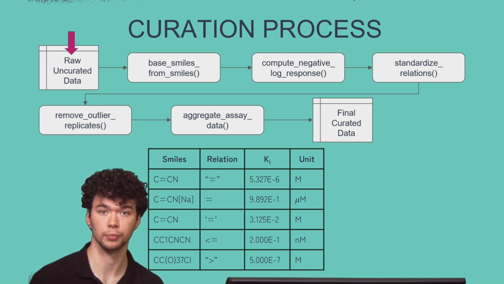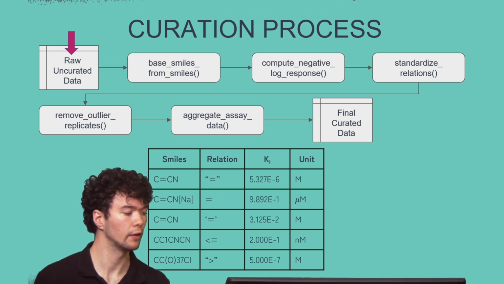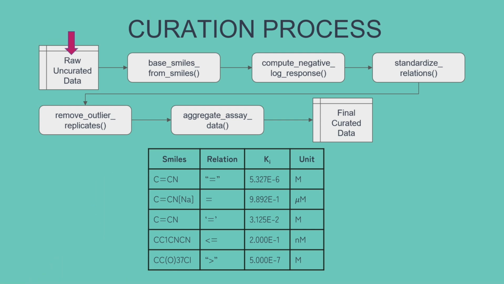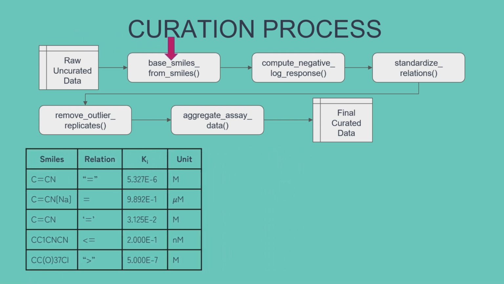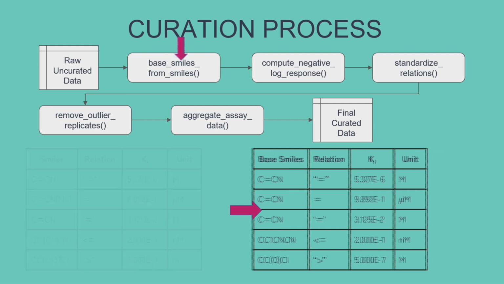Our goal in this curation process is to standardize all of these values in this table as much as possible to make the model's job in predicting the Ki values from the SMILES fairly straightforward. First, we're going to employ our first function, base_smiles_from_smiles, which will allow us to take SMILES from our chemical database and remove possible salt groups or isotopes from the string, so we're just left with the base, ignoring the extra details. In this specific example, we remove the sodium salt group and the isotope number on the chlorine.